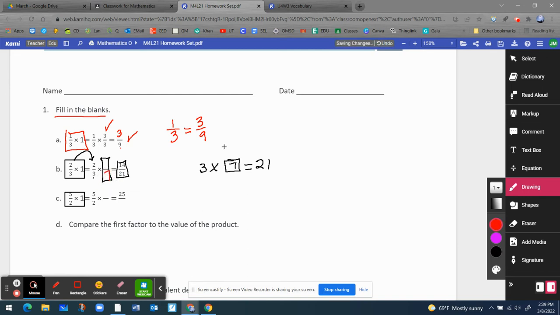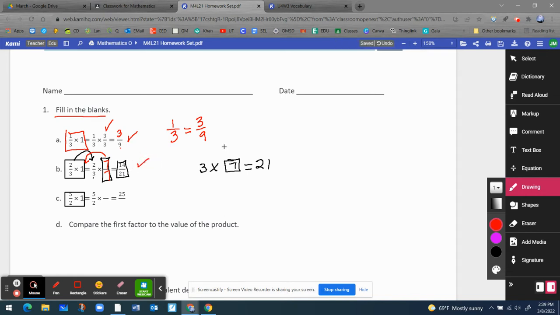And remember, what you do to the denominator, you do to the numerator. And the reason is also because this equals 1. That does not change the fraction. It stays the same. So let's do this. 2 times 7 equals 14. That makes sense. And 3 times 7 equals 21. Check. That one is done.